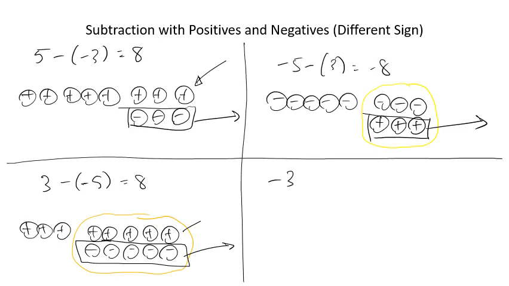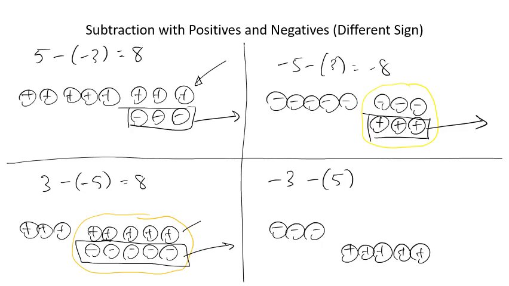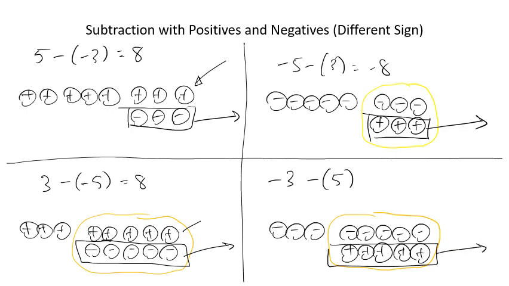And lastly, same story. So we got 3 negatives. I need to remove 5 positives. In order to do that, I got to add in these 5 negatives also. So here's my 0 pair there. It's a slightly different color. I didn't mean to do that. Here we go. Remove my 5 positives. I count what's left. I got 8 negatives left.